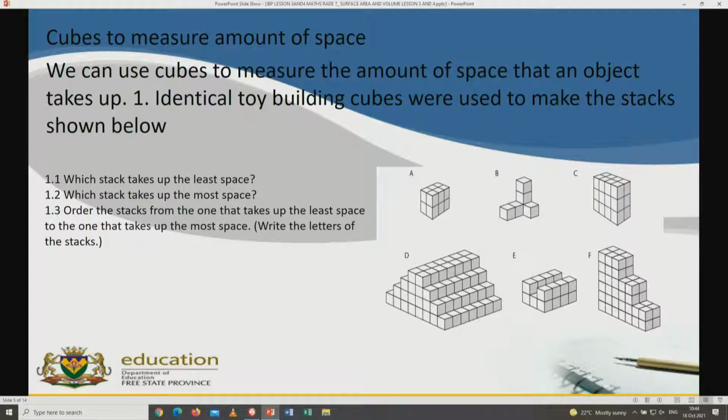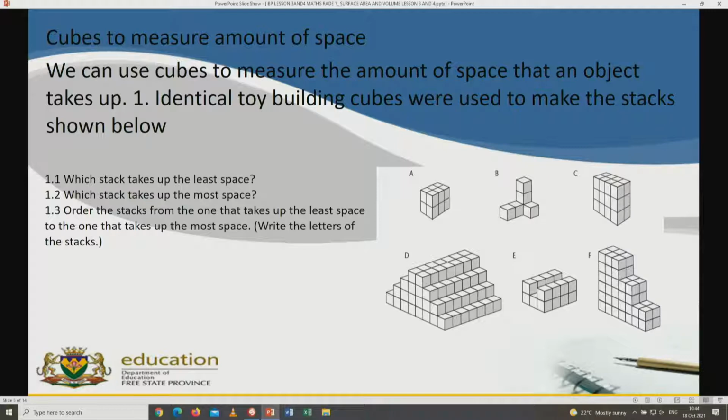Now, let's have a look. The one that is occupying the least space. Can it be A, B, C, D, E, or F? Now, it will be definitely what? It will be definitely B. If you have said it is B, then you are correct.